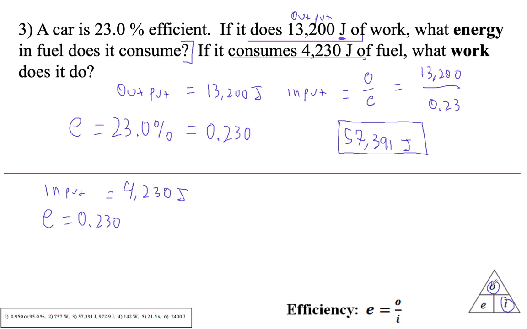Sorry, the output is efficiency times input, right? So output equals efficiency times input. So it's going to be 23% or 0.23 times 4,230. 23%, and that's literally what the efficiency means. It means that it turns 23% of the energy it gets into actual usable stuff.